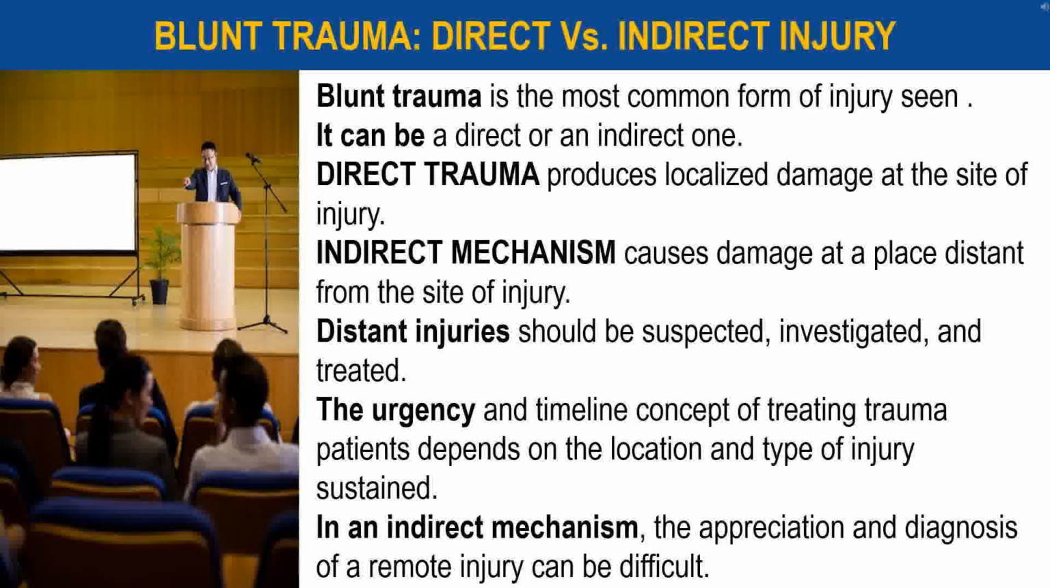An example of an indirect mechanism is seen following a fall from a height. Here, the foot hits the ground and absorbs maximum force, but there may be a spiral fracture of the distal tibia. In this case, other distant injuries should also be suspected and investigated, such as a fibular fracture or even an ipsilateral tibial plateau fracture around the knee.